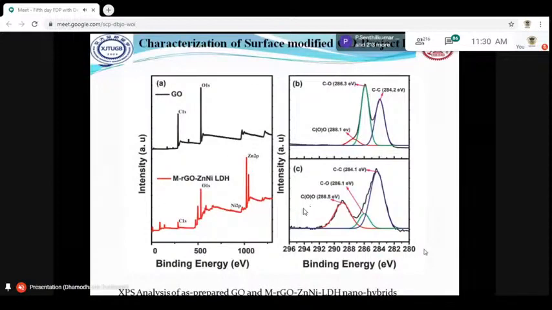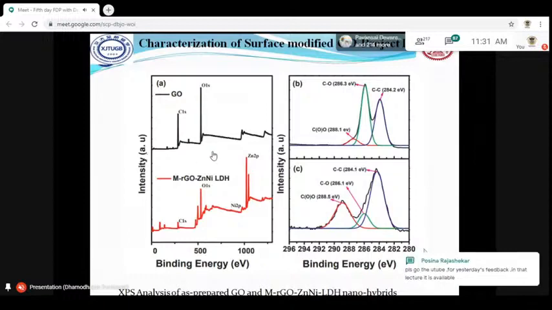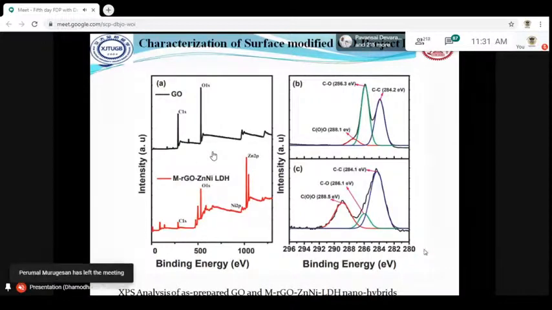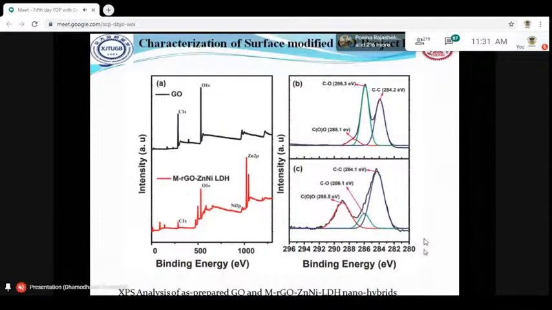For the case of neat GO, we have got oxygen and carbon peaks alone. But in the case of MRGO zinc nickel LDH, we can see here that the carbon peak has been remarkably reduced, and we have also got a zinc peak and a little nickel peak. The carbon peak is reducing because the zinc nickel LDH has been covering the carbon surface. So that is why in the XPS analysis the carbon signal has diminished. And the zinc peak is showing very high because we have taken a very high amount of zinc and very little nickel here. And this is a convolution peak for better understanding.